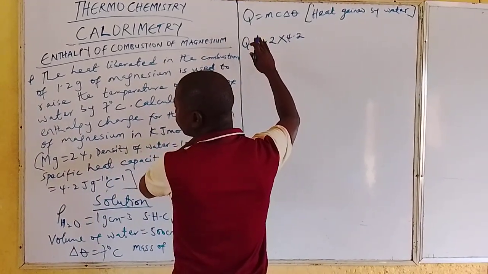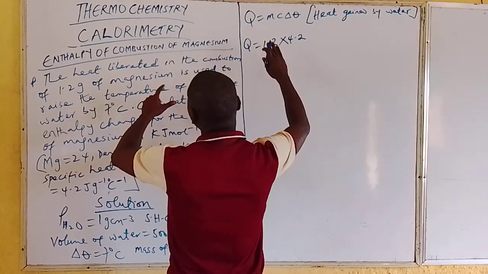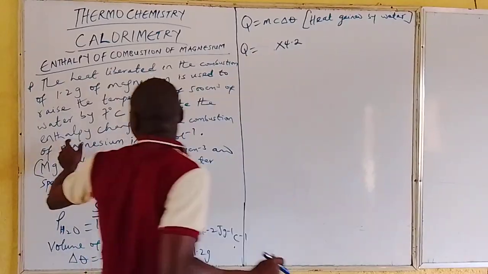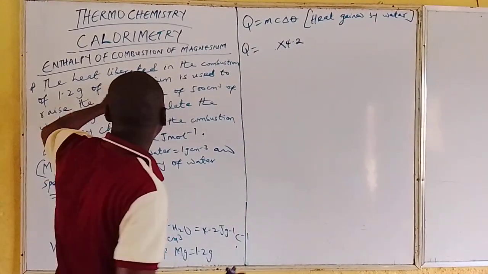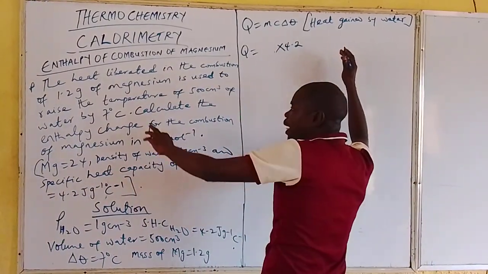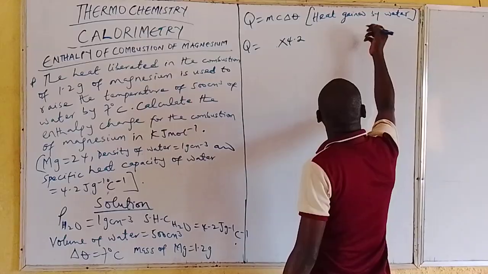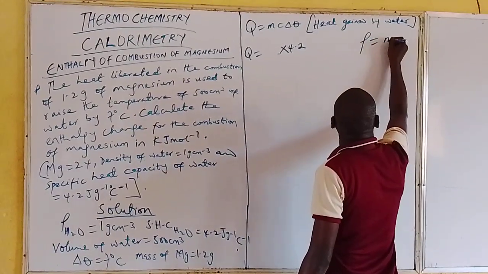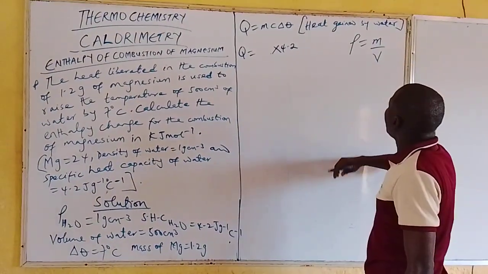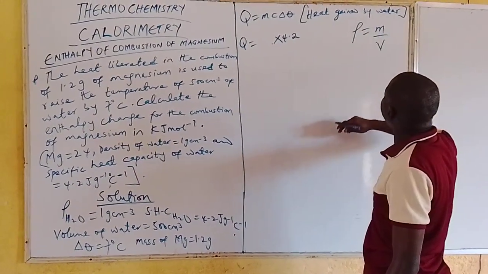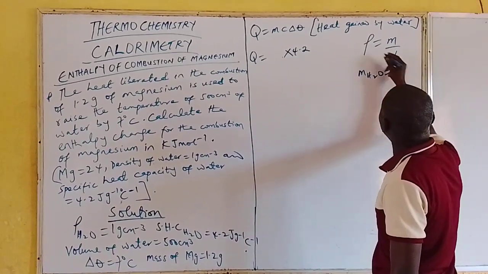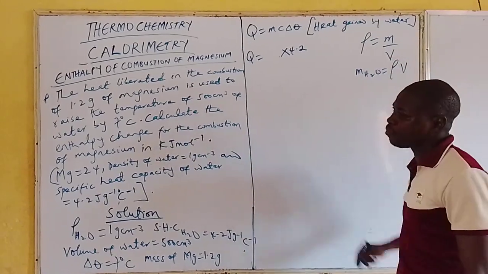What we are going to do now is to change this, because the mass here is the mass of magnesium. So we need to calculate the mass of water. We can't use the mass of magnesium here. So from the formula of density equal to mass over volume, we can easily calculate the mass of water. So mass of H2O is equal to rho V, that is the density times volume.